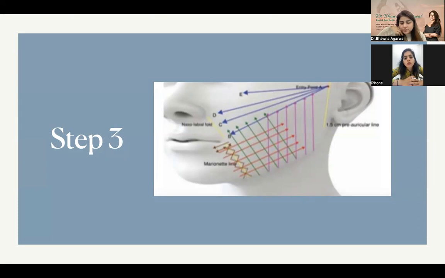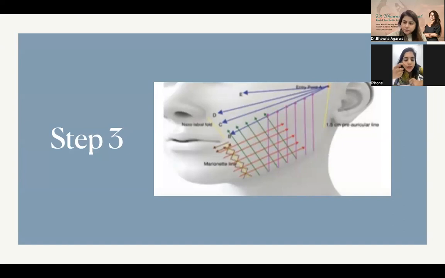Or you can do it also, because the layer is different. Cogs are deeper. Mono are superficial. And when you do cogs, there will be complete numbing of the area because you've done anesthesia over there.